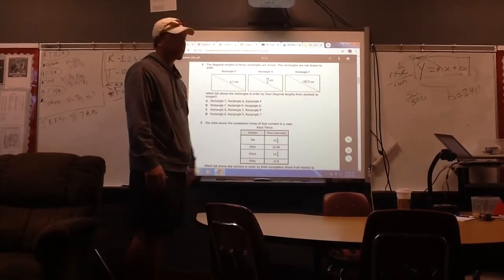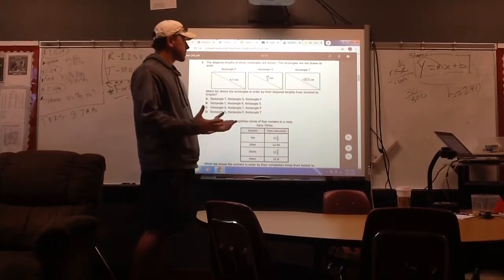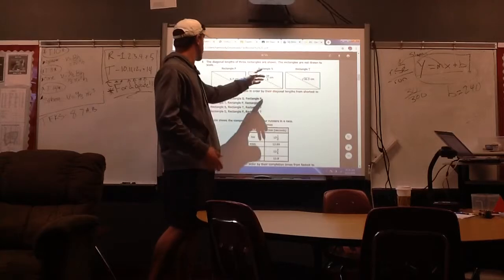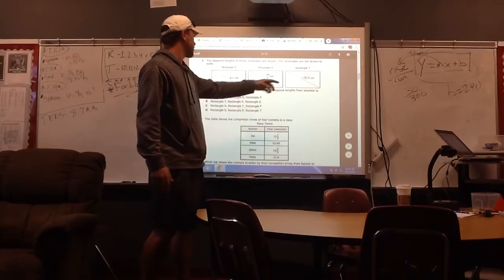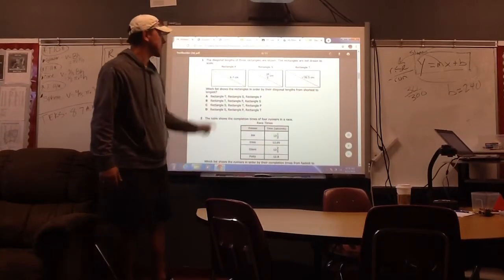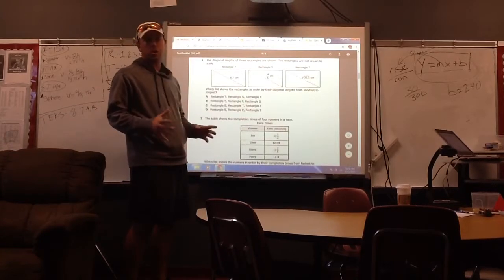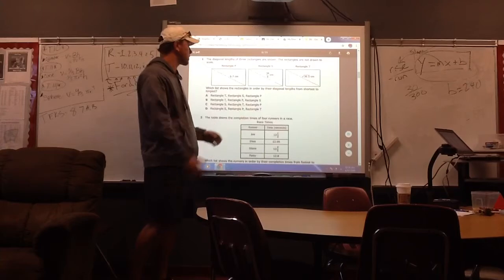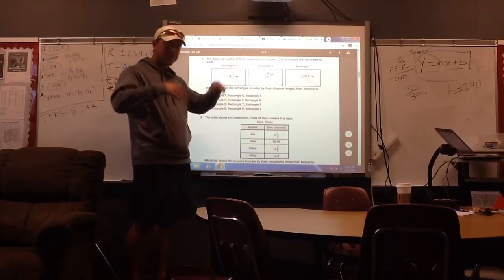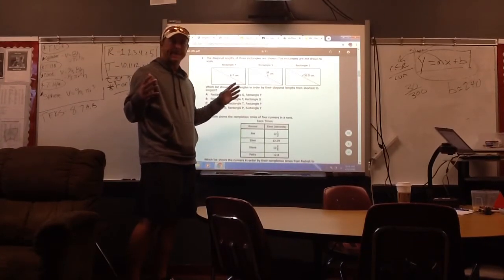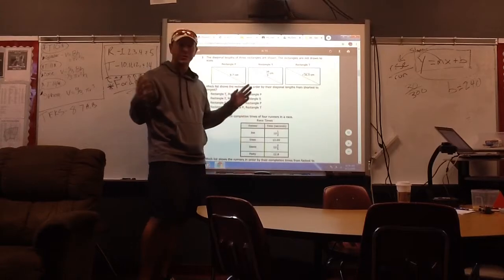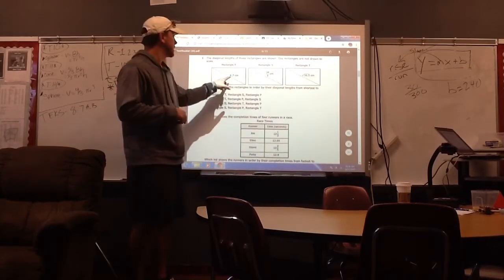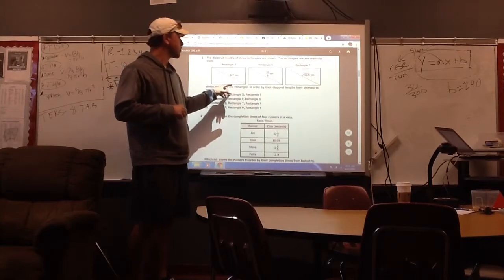Number one of the week of April 13th, you're using rational numbers and you're going to have to put them in order. It says, which list shows the rectangles in order by their diagonal lengths from shortest to longest? Smallest to biggest. When we're comparing more than two numbers, we need to make sure they're all in the same form. Put them all in decimals. 6.7 is already a decimal.